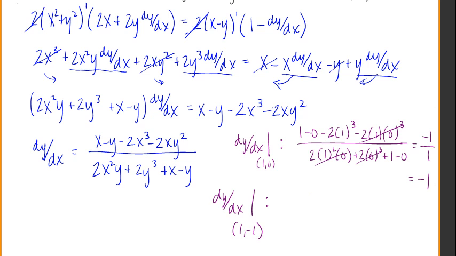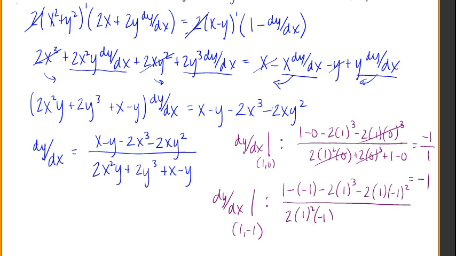Okay, I'm plugging this in very carefully. So 1 minus a negative 1 minus 2 times 1 cubed minus 2 times 1 times negative 1 squared, all over 2 times 1 squared times negative 1 plus 2 times negative 1 cubed plus 1 minus a negative 1. So we'll go plus 1.